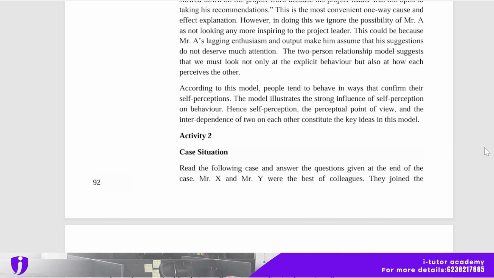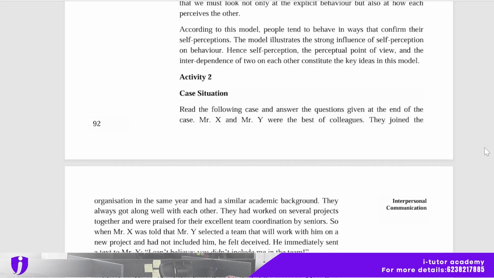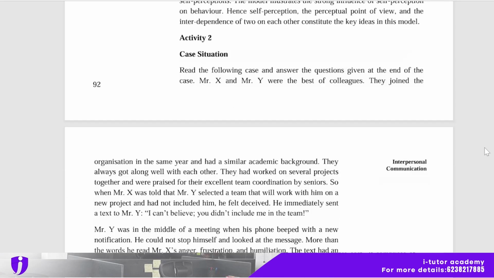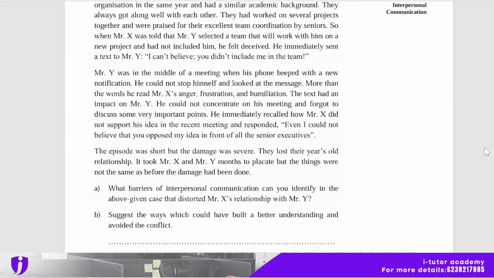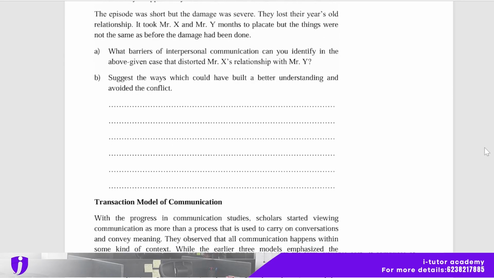The two-person relationship model suggests that we must look not only at the explicit behavior but also at how each perceives the other. According to this model, people tend to behave in ways that confirm their self-perceptions. The model illustrates the strong influence of self-perception on behavior. Hence, self-perception, the perceptual point of view, and the interdependence of the two on each other constitute the key ideas in this model. So, activity 2 is here. Go through this case situation and try to do it. It will help you understand this subsection better.